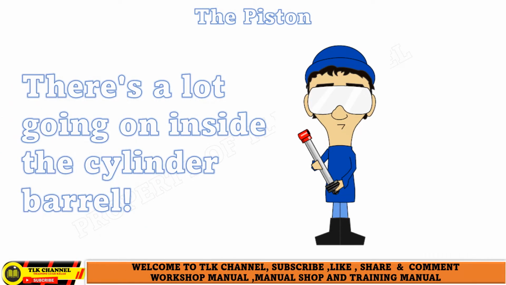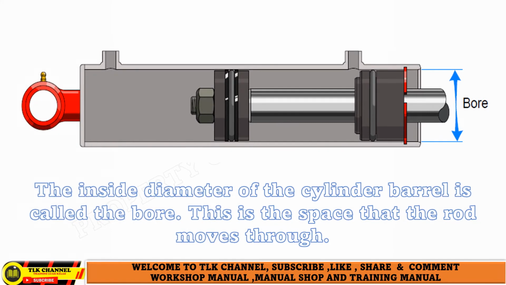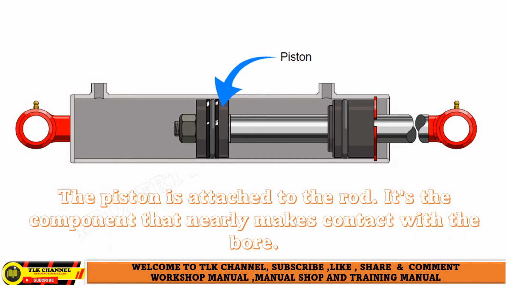The piston. There's a lot going on inside the cylinder barrel. The inside diameter of the cylinder barrel is called the bore. This is the space that the rod moves through. The piston is attached to the rod. It's the component that nearly makes contact with the bore.